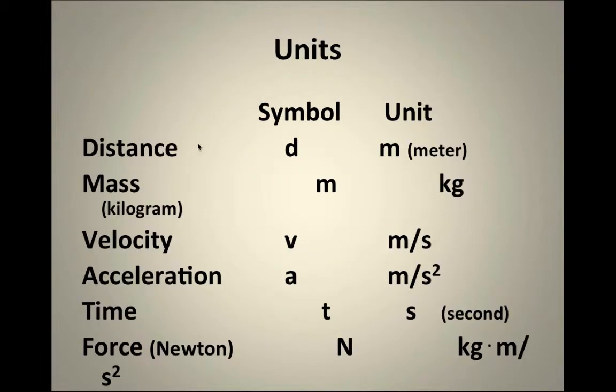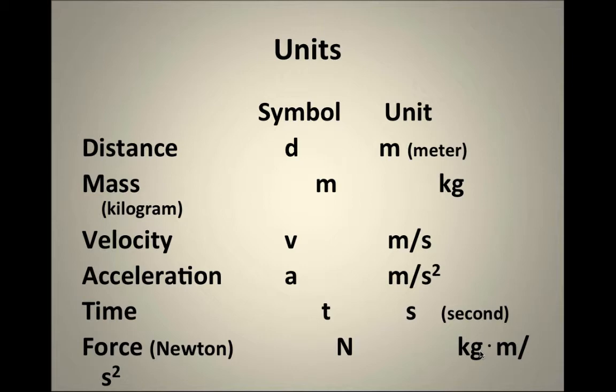Okay, a little review. Distance, symbol D, unit m, meter. Mass, symbol m. Okay, symbols are what you see in the equations. Unit, kilogram. Units are what you put after the numbers. Velocity v, meters per second. Acceleration a, meters per second squared. Time t, seconds. Force n, newtons. Kilograms, meters per second squared.